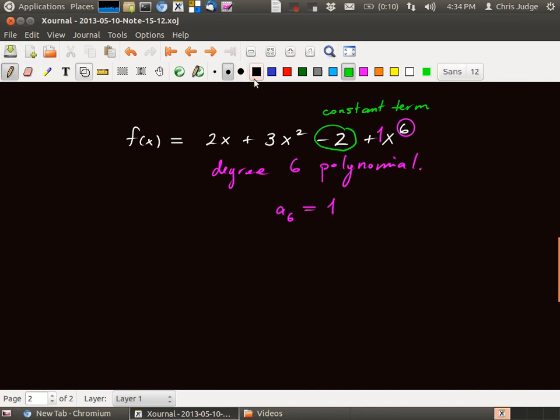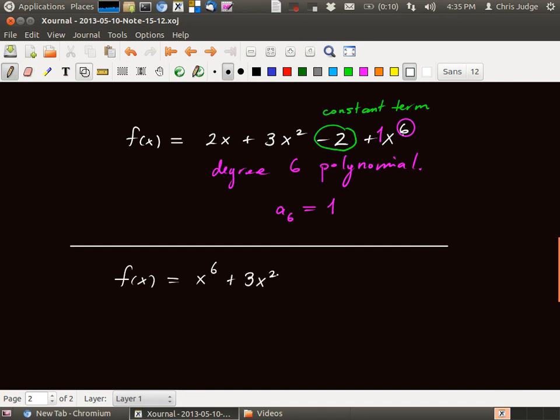So what's important here is to look at why we care about the highest degree, the x to the 6th, simply because f of x grows like x to the 6th. Let's look at it differently. Let's put everything in order. So the first term I'll have is x to the 6th, and then the next highest term is 3x squared, the next one is 2x, and then minus 2. So this is the same as it was before, but now everything is in order.